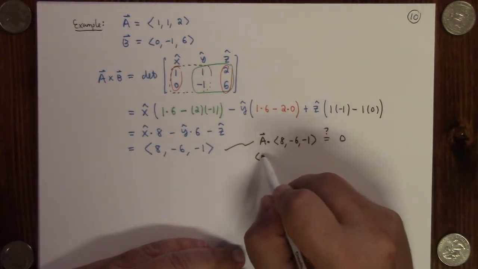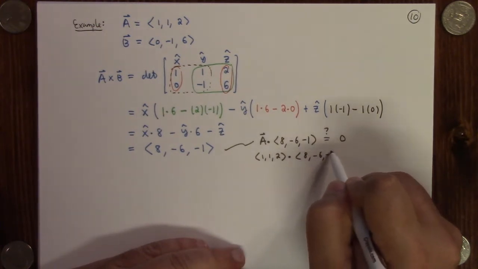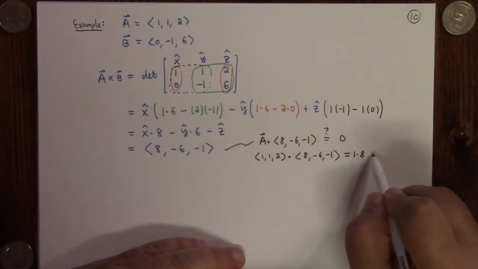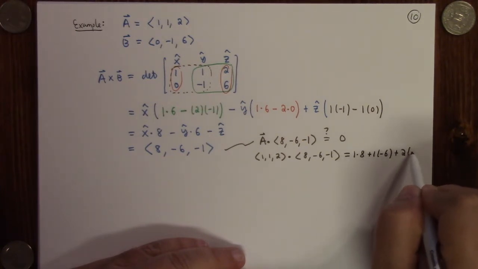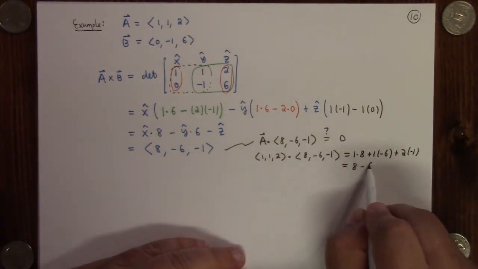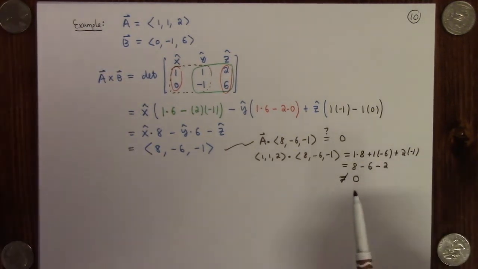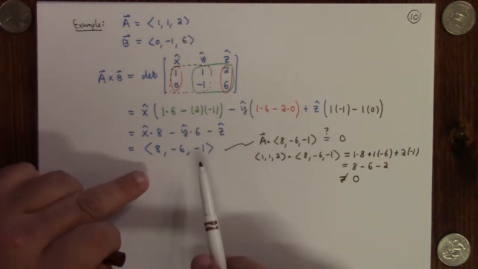In other words, we're looking at (1, 1, 2) dot (8, -6, -1). What's that? Well, that's 1 times 8 plus 1 times -6 plus 2 times -1. So that's 8 minus 6 minus 2, also known as 0. Woohoo! So this is at least perpendicular to A, and you can just kind of eyeball it for B.